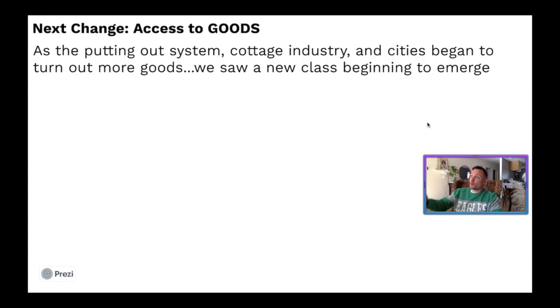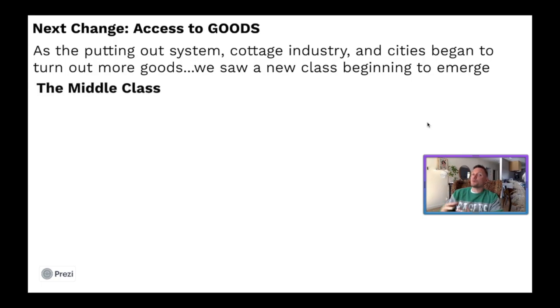Merchants are being able to bring raw materials to the putting out system, to the cottages of the countryside, and they're being able to produce more and larger groups of textiles and other kinds of crafts and handmade goods and things like that. So what we're seeing happen because of all this, since things are beginning to turn out more goods, we're seeing also a new social class being able to pop up, right? So what we're seeing is the growth of this middle class.